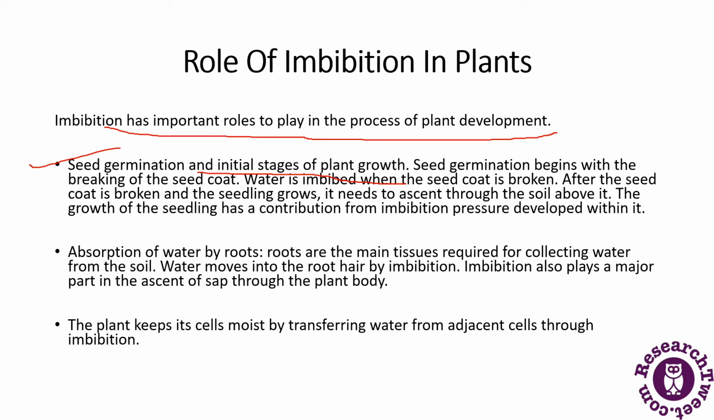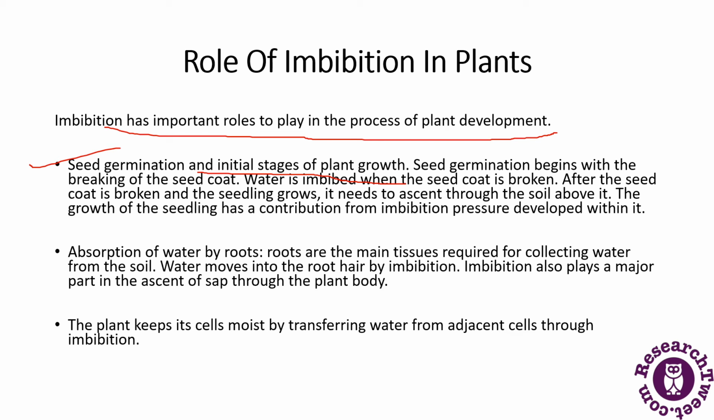After the seed coat is broken, the seedling grows and needs to ascend through the soil above it. You have seen that when the plant grows, it will be above the soil. So after the seed coat is broken, the seedling will grow and move towards the soil and be grown above the soil.